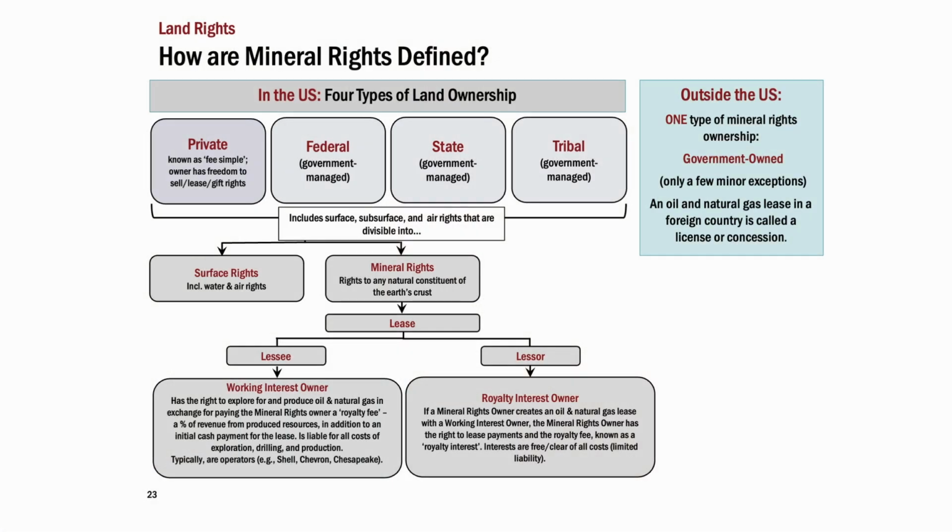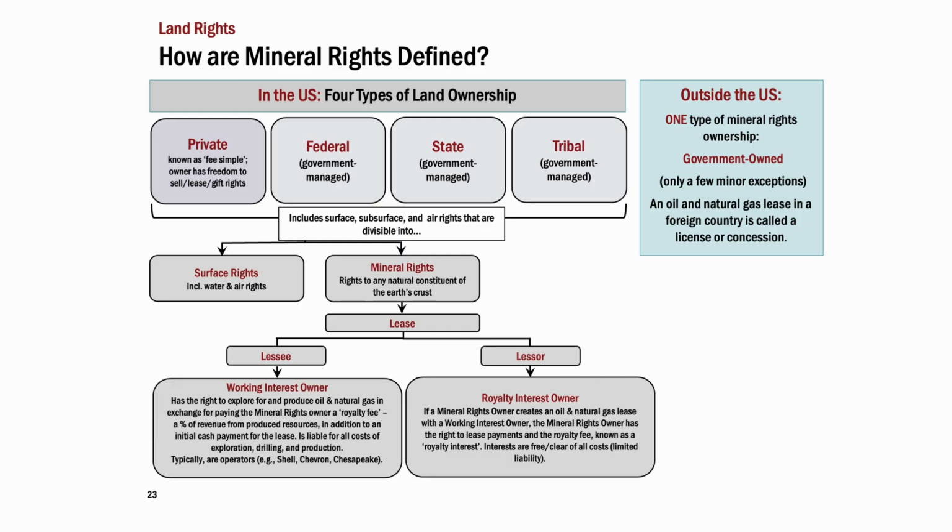So in the United States, we have 4 kinds of land ownership: private, federal, state, and tribal. And there's the surface rights and the mineral rights. And the mineral rights can be leased. And so the lessee would be like Shell, and the lessor would be me if I was the landowner. So I can get a royalty if I lease my mineral rights to Shell. They are going to sign a lease with me. When I first got into this business, it was like an 1/8 royalty. And today it's more like a 1/4 royalty.